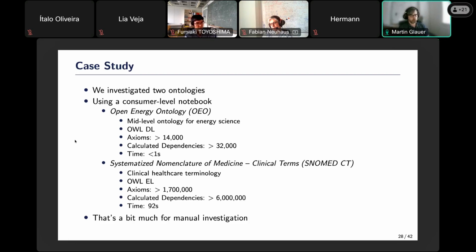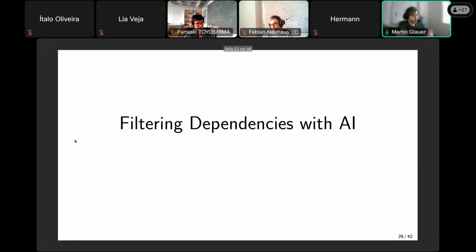So we tried to push the envelope a bit and looked at a larger ontology. In this case, SNOMED CT, which contains more than 1,700,000 axioms. And for that, our tool took 92 seconds to produce 6 million dependencies. If our original use case was to use these dependencies to check for inconsistencies, we would now need to check all these 6 million dependencies for possibly unwanted ones. That's quite a task. So we need something else. And what we need on the next slide is a notion to filter dependencies.